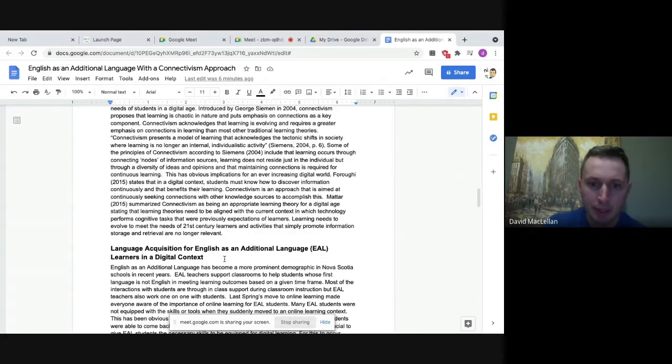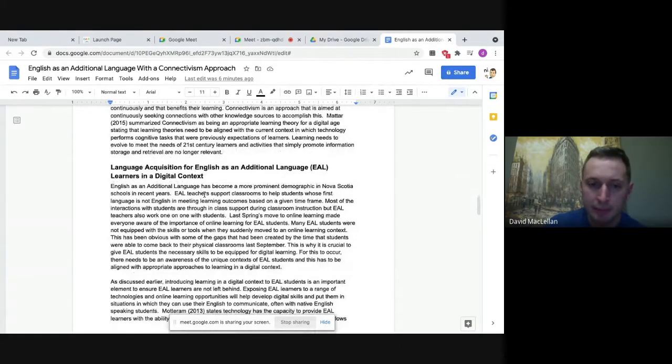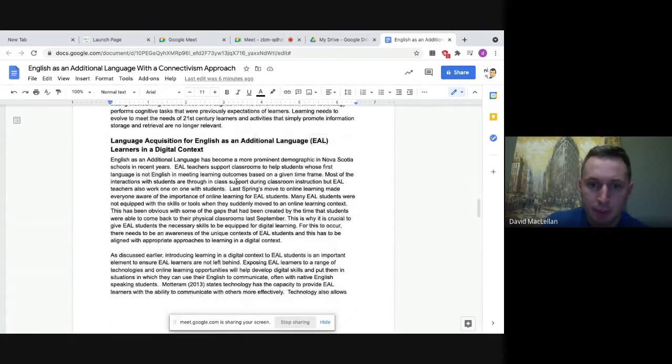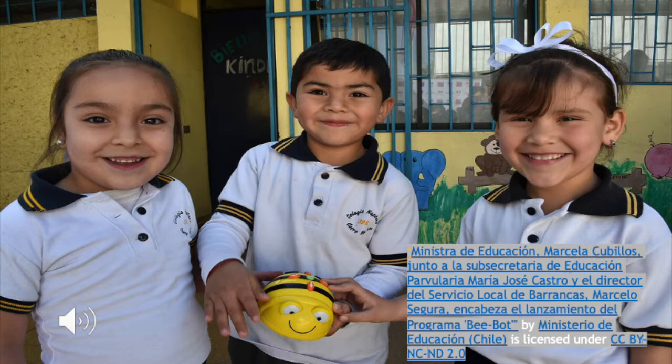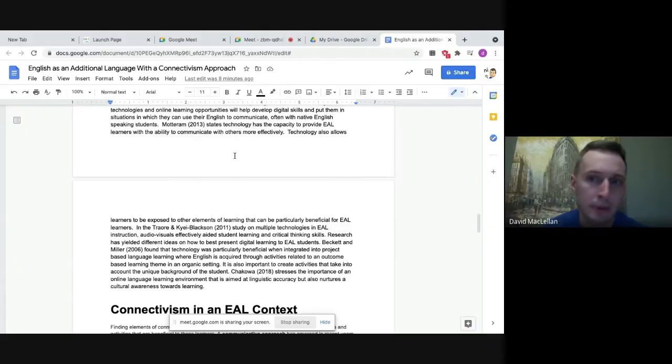Moving on, I talked about the importance again of language acquisition for English as an additional language learners in a digital context. Some of the ideas found that when you're integrating technology, maybe ensuring that it's integrated into project-based learning or genuine learning experiences, and also ensuring that you're aiming for linguistic accuracy, but you're also showing awareness for cultural components as well.